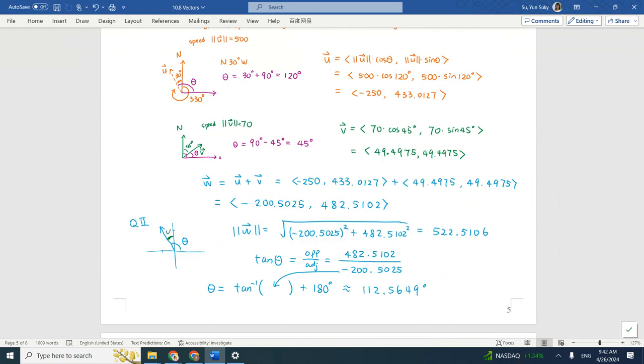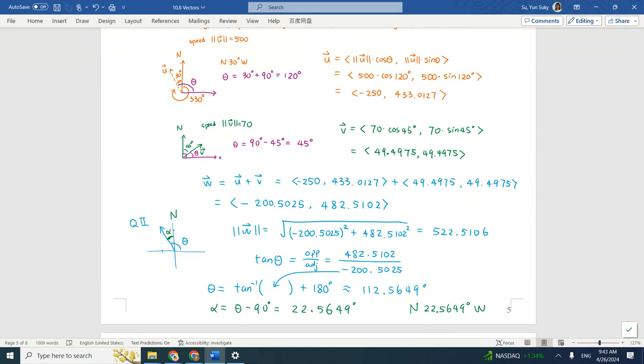Let's call this alpha. Your alpha will be your theta minus 90 degrees. Yes, everybody? Okay, what's this minus 90 degrees? Is it 22.5649? So therefore, that's north. So our bearing is north 22.5649 degrees west.